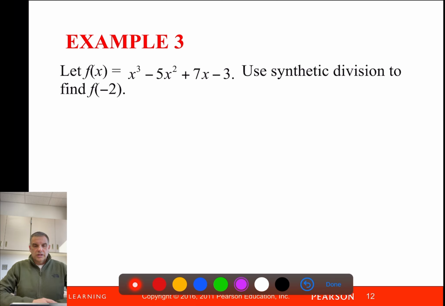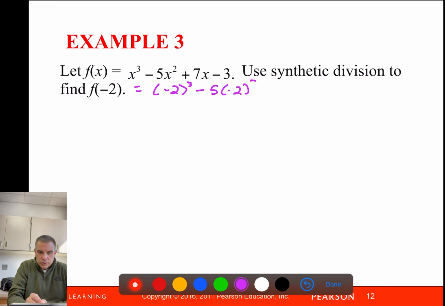Okay. So we're going to use synthetic division to find f of negative 2. So we want to find the result of f of negative 2. Now, you found f of negative 2 before. We've done this quite a bit in here. We said if we have f of negative 2, anywhere we see an x in the function, we could replace it with negative 2. So we could go negative 2 cubed minus 5 times negative 2 squared plus 7 times negative 2 minus 3.